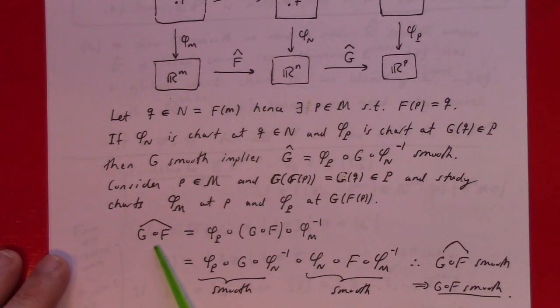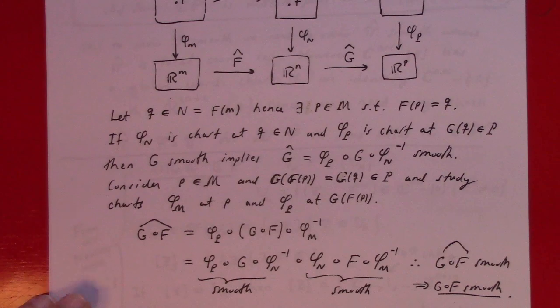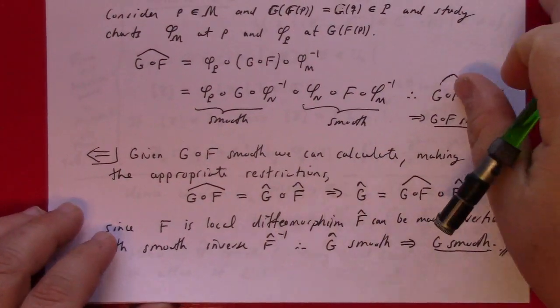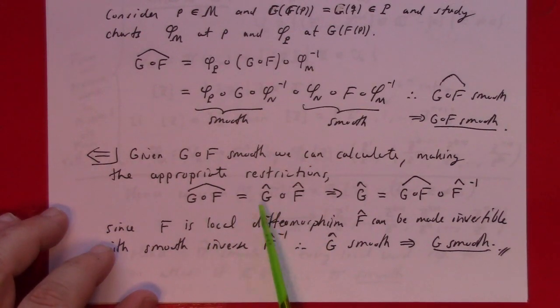So I can then look at the local coordinate representative of the composite. Kind of the same calculation as before. It's the composite of the local coordinate representatives of G and F, both of which were given to be smooth. Consequently, the composite is smooth. In the reverse direction, pretty much a very similar calculation. The coordinate representative of G composed with F is the coordinate representative of G composed with the coordinate representative of F.